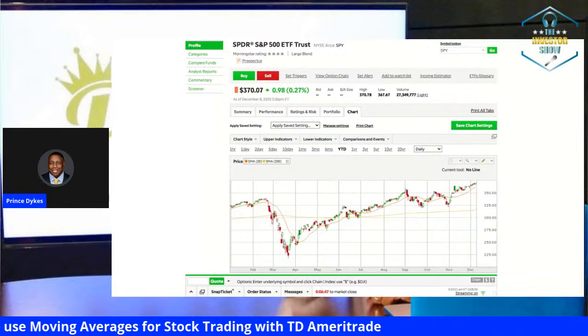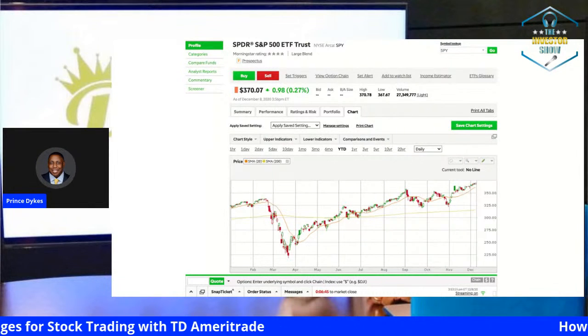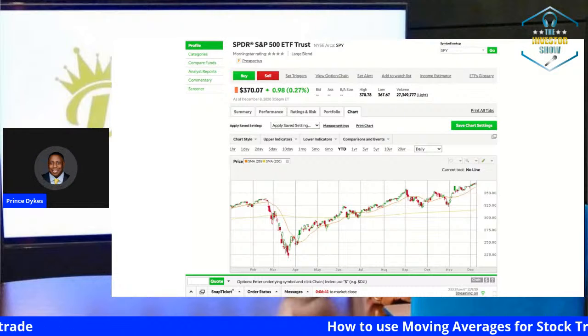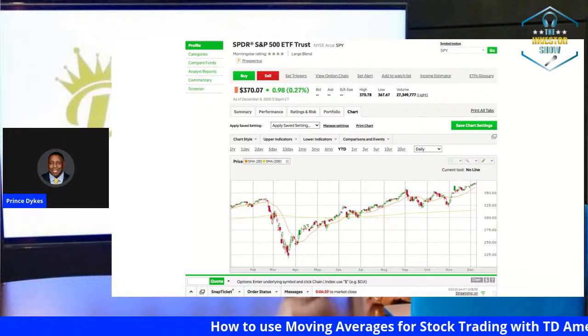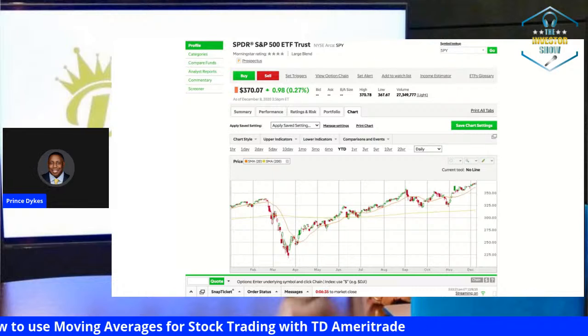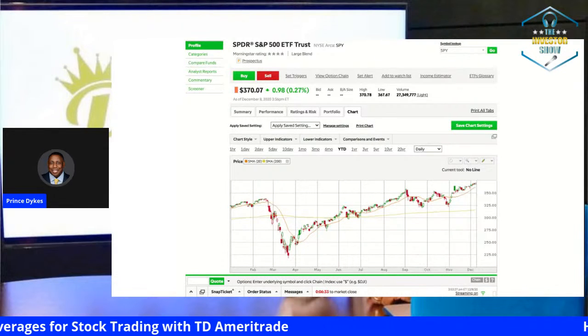And you can tell because the shorter the number of days that you use, the more violent the moving average is going to become. So if I use a 10-day or 5-day, it's going to move more, versus if I use a 200-day or 300-day, it's going to be more of a smoother line.